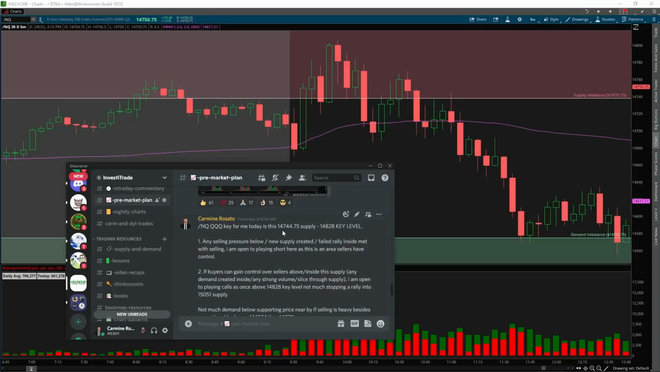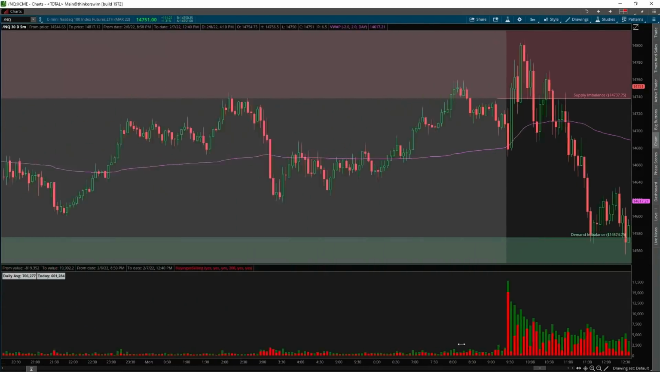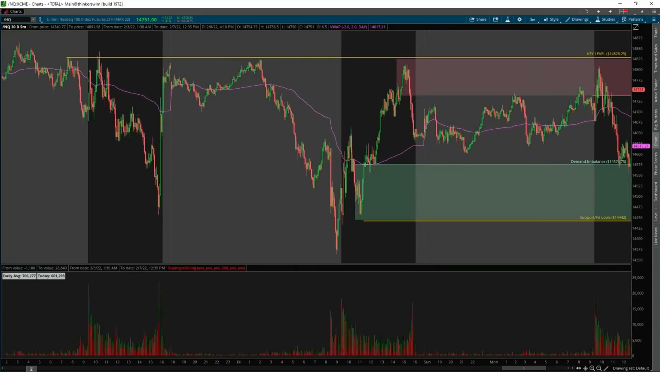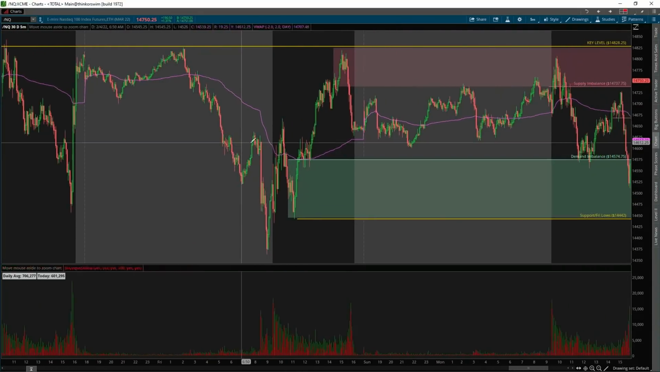But for NASDAQ, I said what's key for me is this 14744 supply to 14828 key level. So let me just zoom out of this chart so you can see it a little bit better. I'm going to go like this.